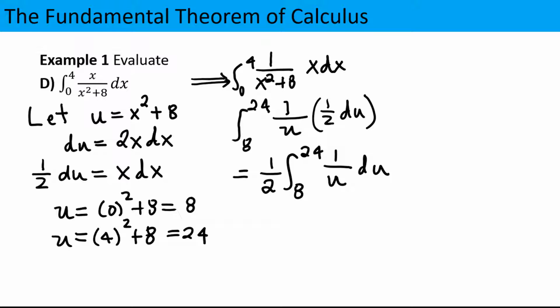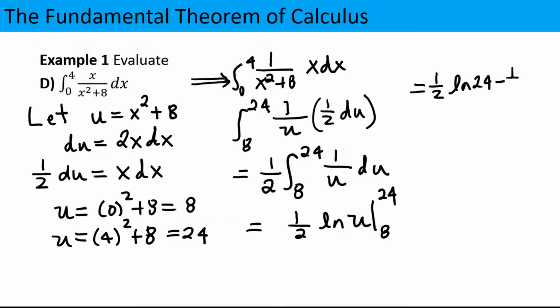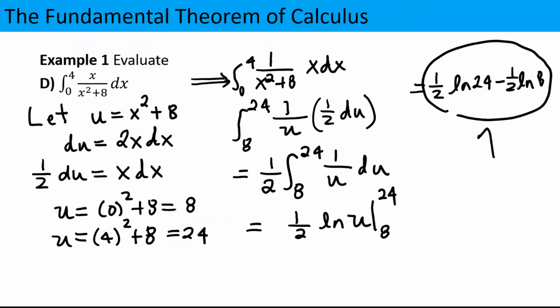The integral of 1 over u is a special integral. That's the natural log. So when you finish, you're going to have 1/2 the natural log of u, and we evaluate from 8 to 24. Let's substitute. This will give us 1/2 the natural log of 24 minus 1/2 the natural log of 8. This value is called the exact answer.